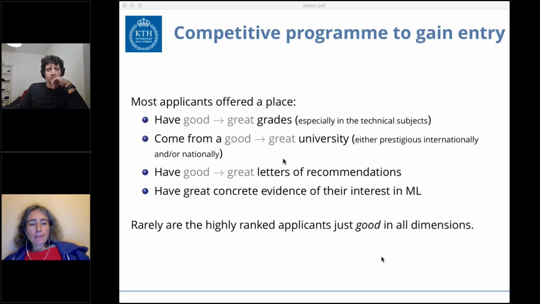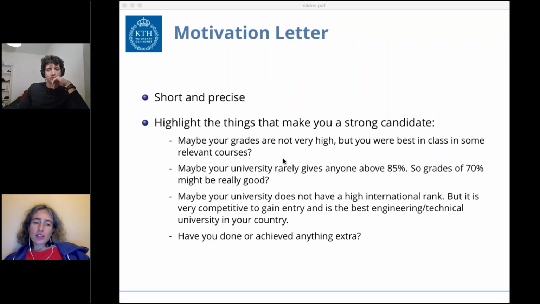Just to say, in the motivation letter, please do not write pages and pages. If you write 10 pages, it won't be read. So be short and precise. Mention the things that make you a strong candidate, and also maybe give context to us who are reviewing your application. If your grades are not very high, but you were the best in a class in a very relevant course, you know, highlight that. Maybe your university has very strict grading criteria, so they never give over 85%.